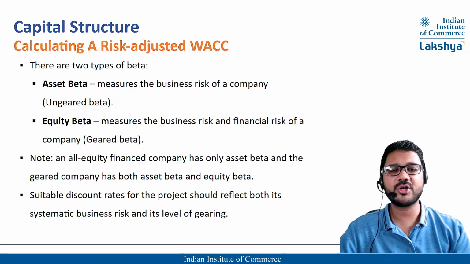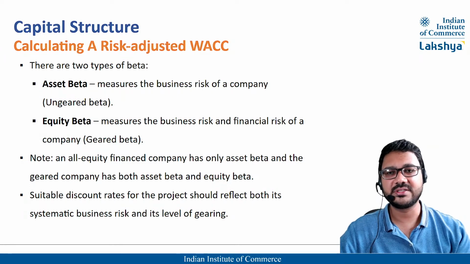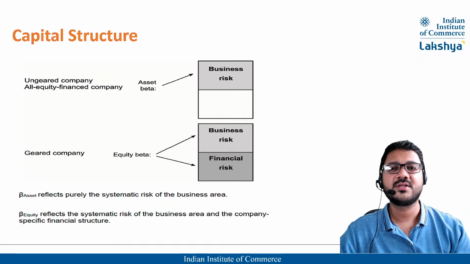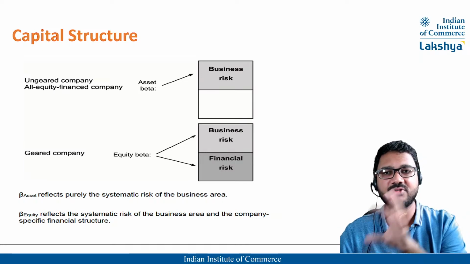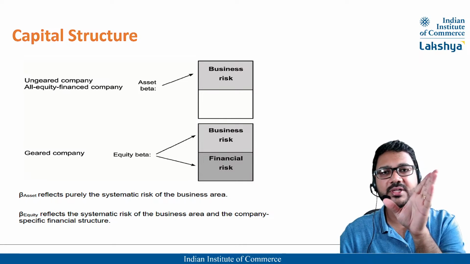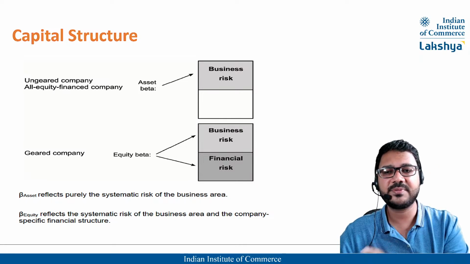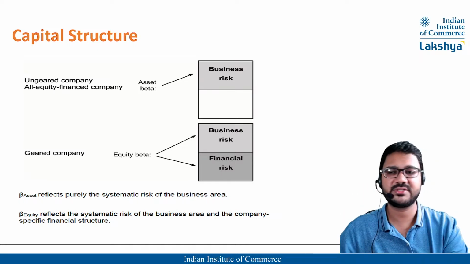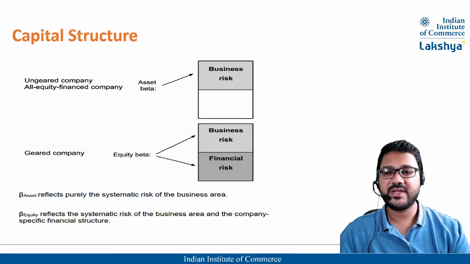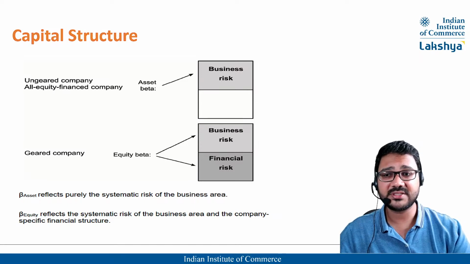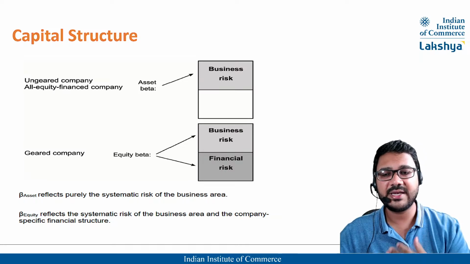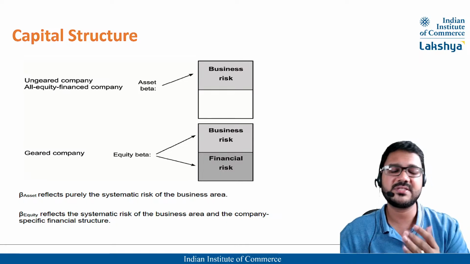Suitable discount rates for the project should reflect both its systematic risk and its level of gearing. Okay. Now, if you see an ungeared company, which is all equity finance, so it has only asset beta, reflects only business risk. And if it is a geared company, it will have an equity beta, which has both business as well as financial risk. Now, beta asset reflects purely the systematic risk of the business, whereas beta equity reflects the systematic risk of the business area as well as the company specific financial structure.